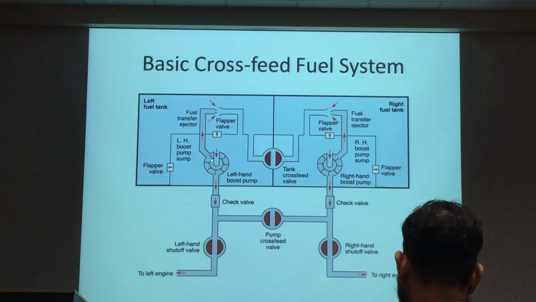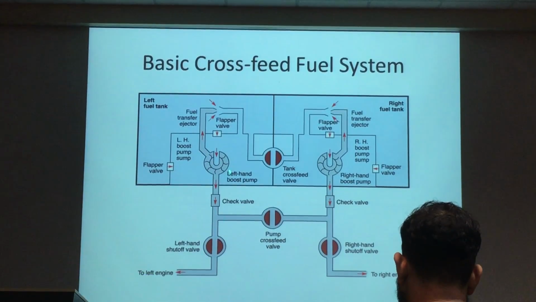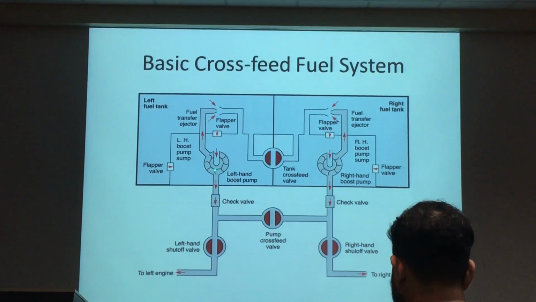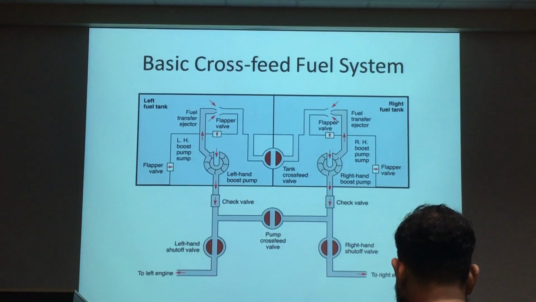Okay, because this pump will pump the fuel to your engine, to give you a positive head to prevent cavitation. By doing this, you must ensure this pump is always immersed in the fuel. So this is your concept, yeah?